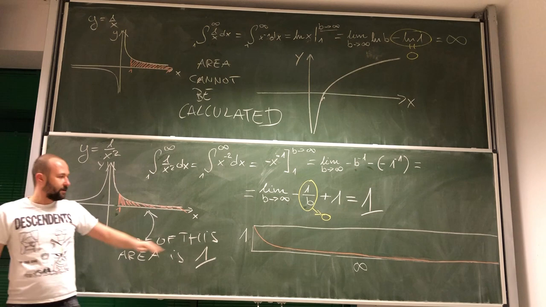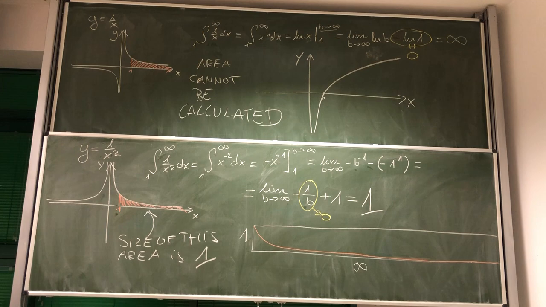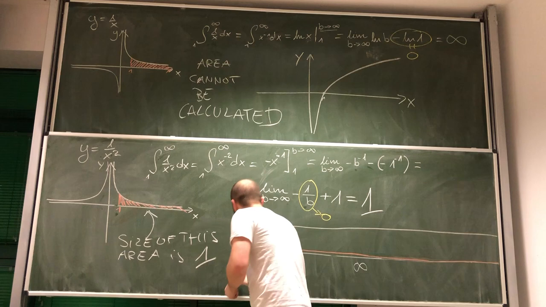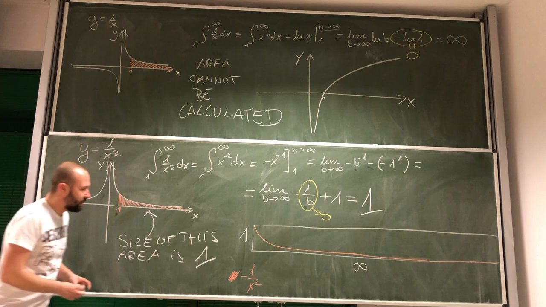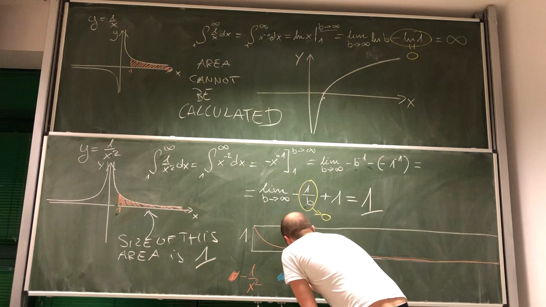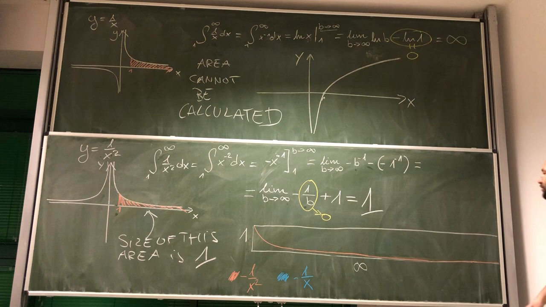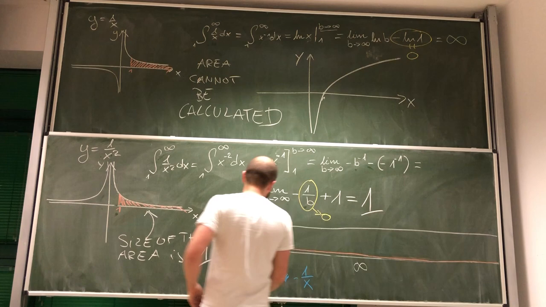And look, why in this first case? Let's just say that from now on, this red, pink, orange color is associated with the function 1 over x squared, and the blue color is associated with the function 1 over x. Look, if I would like to draw a similar picture for 1 over x squared, it would look more or less like this.